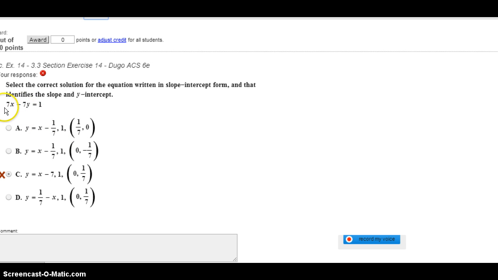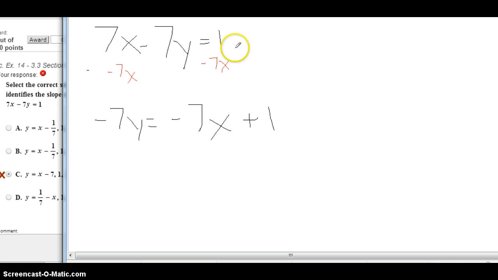For this problem, we need to change this equation into slope-intercept form, which means the y needs to be all by itself on the left side. So here's the equation. We need to get rid of the x here. We need to get rid of everything except just the y on that left side. So to start, we're going to subtract the 7x from both sides. And the x will be gone over here now, and we'll have just the -7y. And on the right side now we have a -7x and the +1 that we started with.